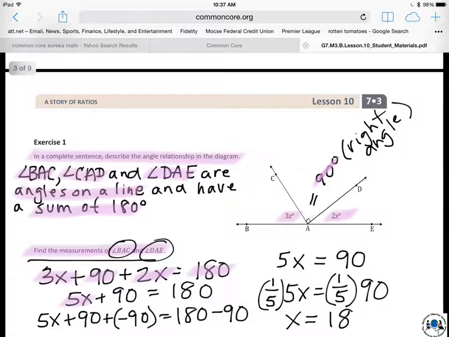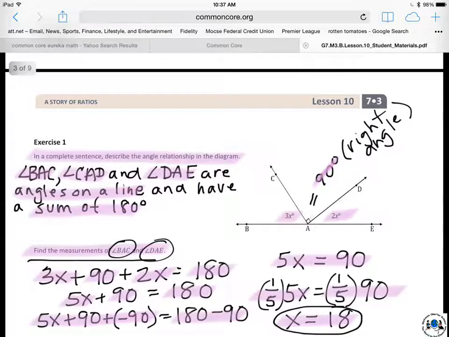Combine our like terms: 5x plus 90 equals 180. Then we go ahead and make a 0 on this side, taking away the 90 with its additive inverse, do the same to the right side, and we end up with 5x equals 90. Of course, we're going to make 1. We're trying to isolate 1x on the left, so we multiply by the multiplicative inverse, which is 1/5. Do the same on the right side, and finally we come up to the answer that x equals 18.